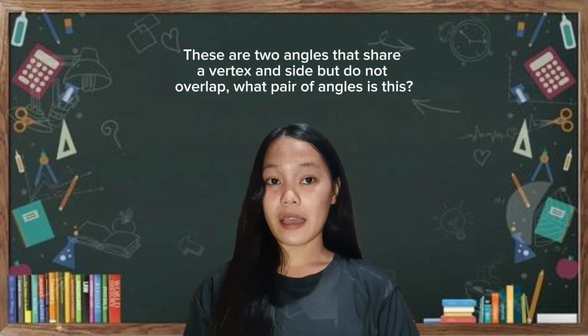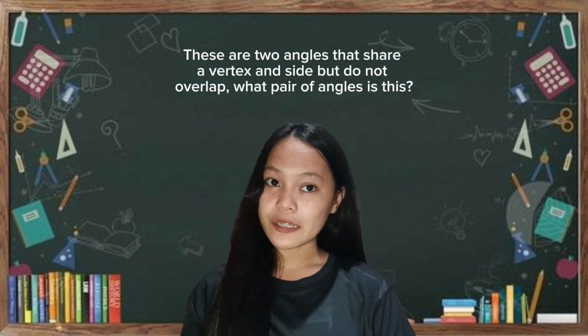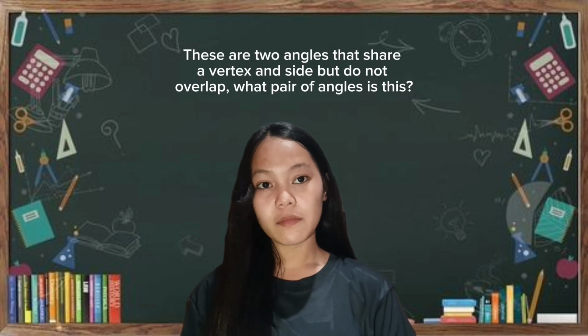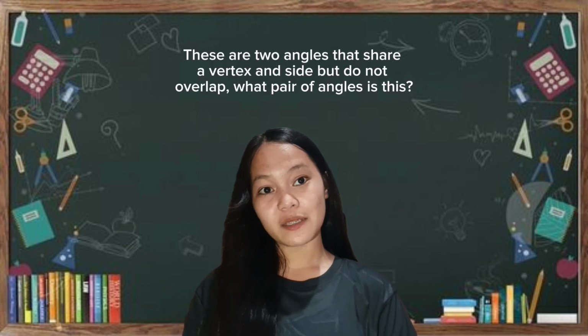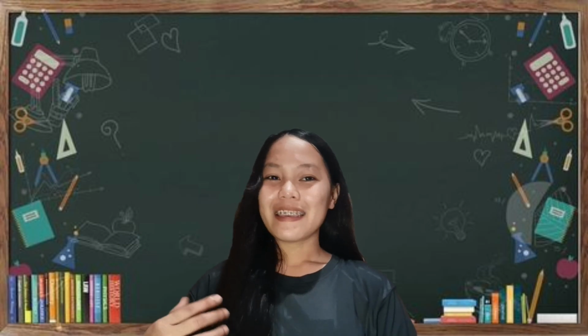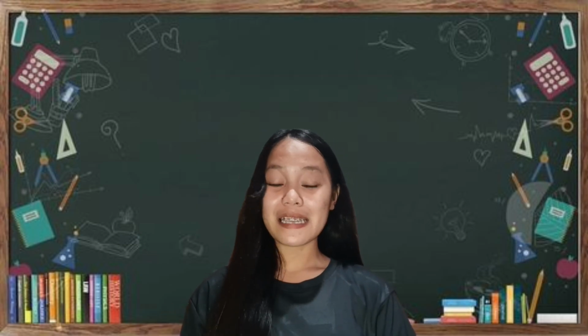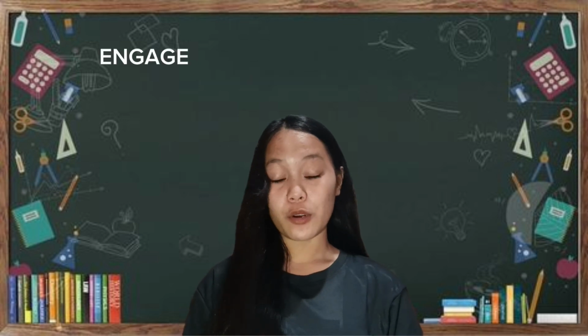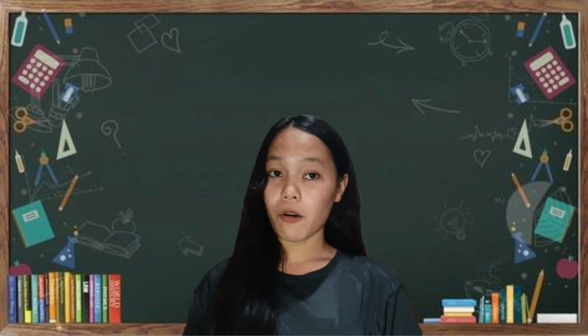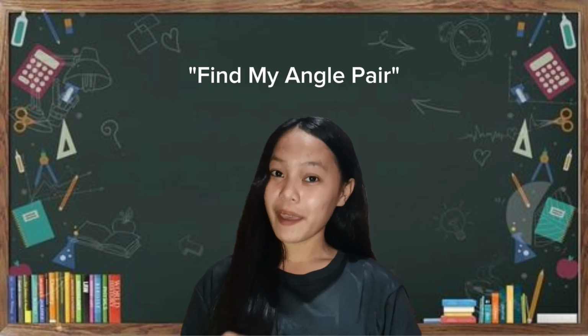These are two angles that share a vertex and a side but do not overlap. What pair of angles is this? Yes, exactly. It is adjacent angles. Let's proceed to our first activity. It is called Find My Angle Pair.